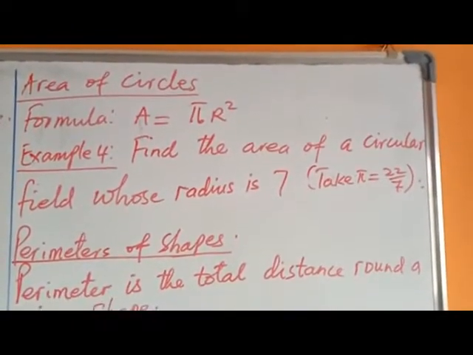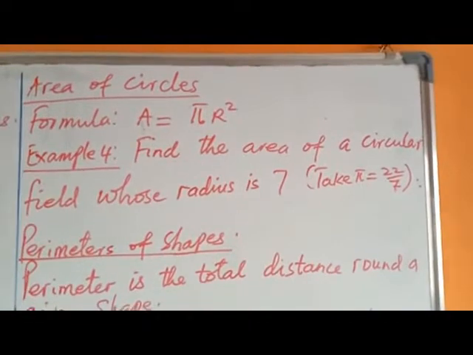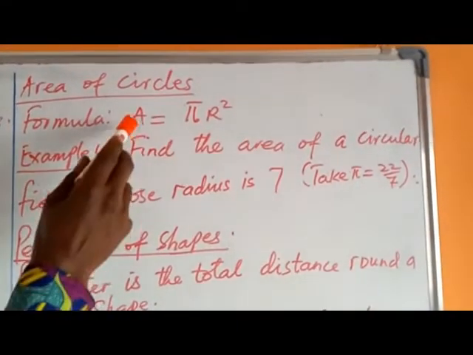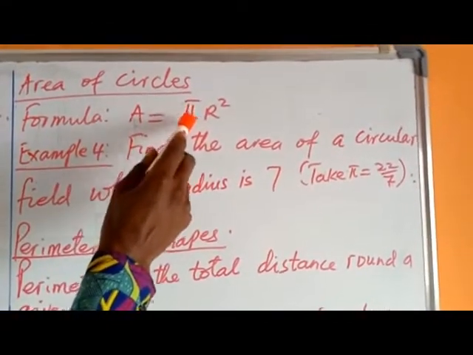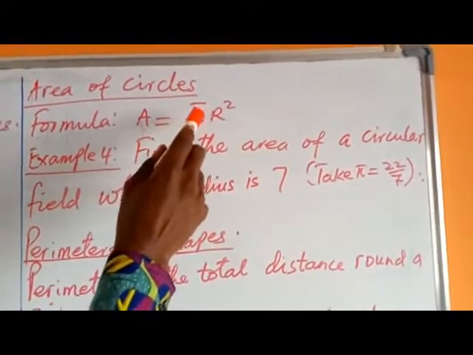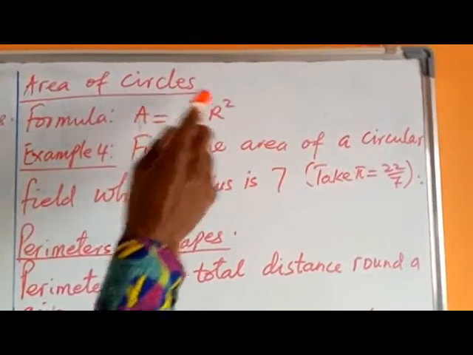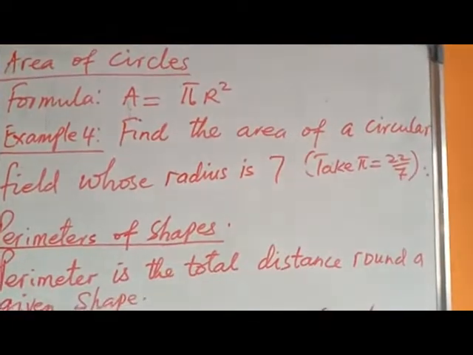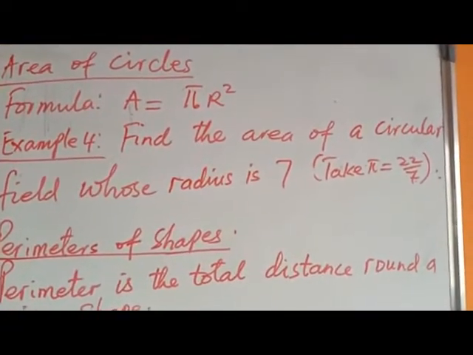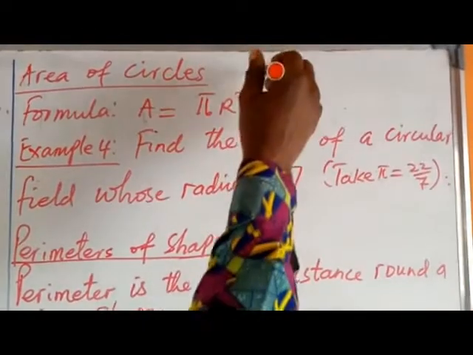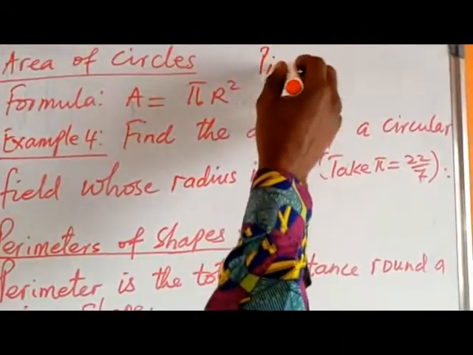Okay, so now we want to look at the area of circles. We have a formula for finding area of a circle, and the formula is area equals to pi r squared. That is pi times r squared. What is the meaning of pi? Pi is not an English alphabet, it's a Greek alphabet. It is written like this, pi, and it is a constant.